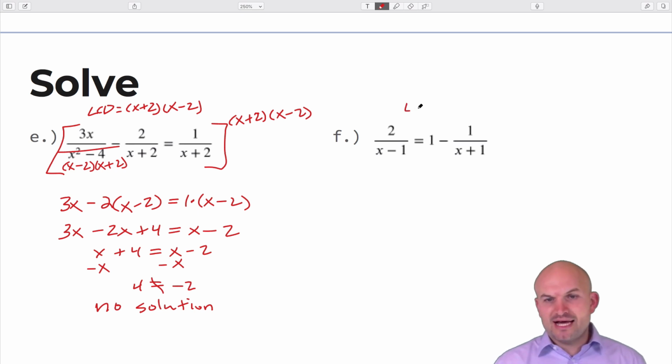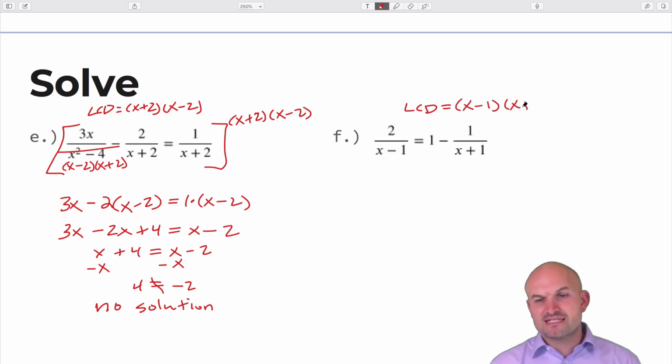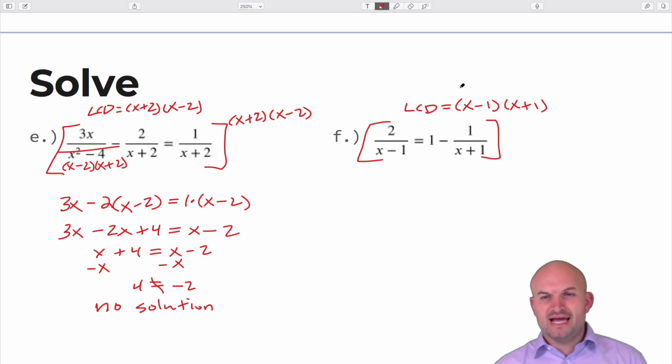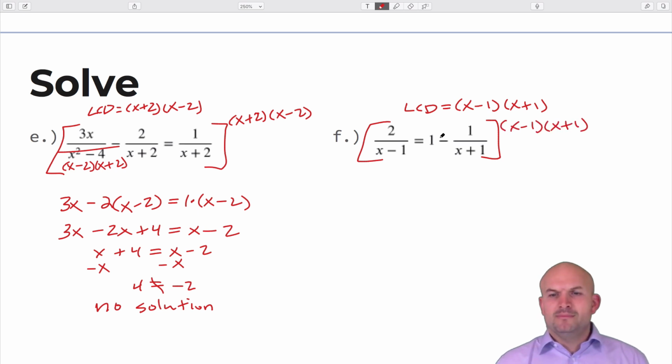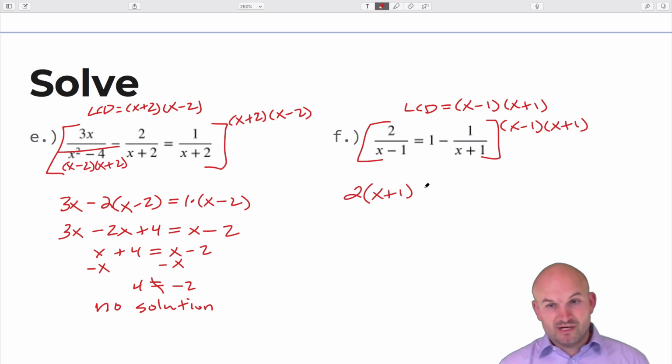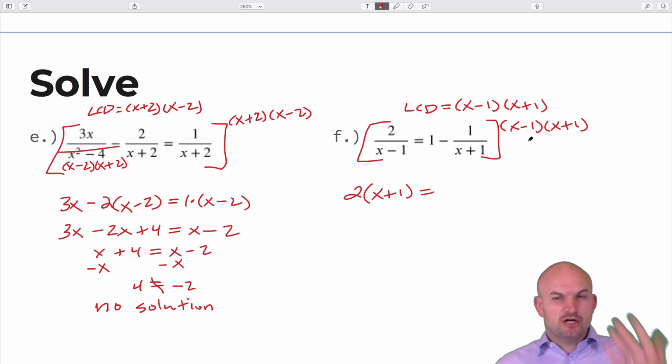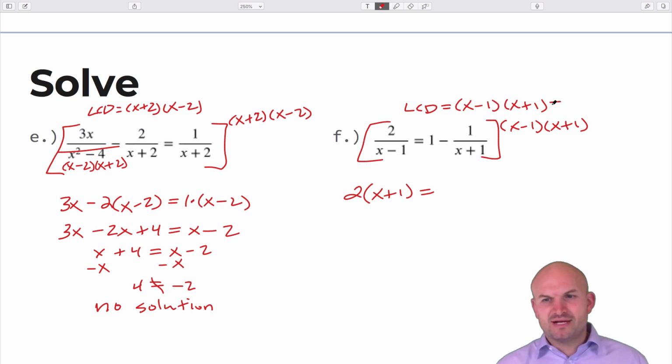In the next example, hopefully you guys can recognize that my LCD here is going to be x minus 1 times x plus 1. So multiply everything times that. And by multiplying everything times my LCD, I just have to write it out there. My x minus 1's divide out, so that leaves me with 2 times parentheses x plus 1 equals, now 1 times x minus 1, x plus 1, let's actually multiply that out, right? Like what is x minus 1 times x plus 1? That's x squared minus 1.